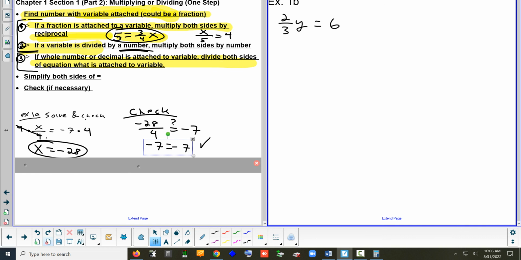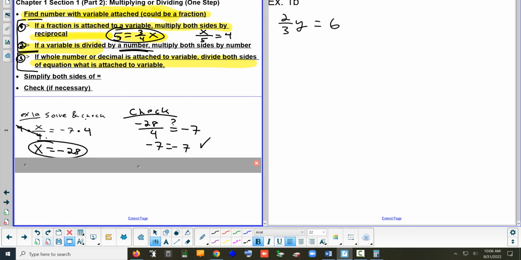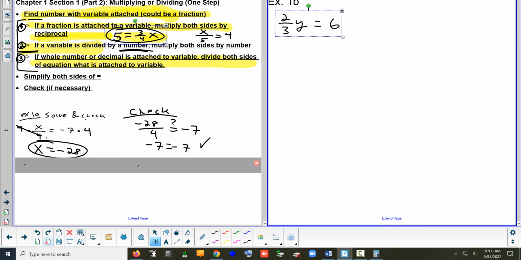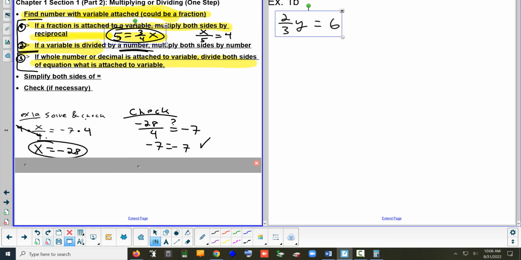But example 1b, 2/3 y equals 6. Is that case 1, 2, or case 3? Which one, Abby? That's case 1. If a fraction is attached to a variable, yes, we have a fraction right next to a variable. So that's case 1. It says multiply both sides by the reciprocal. All right, so take a couple minutes and see if you can solve that problem on your own. And if you get stuck, I'll walk around and try to give you a hint. Okay?